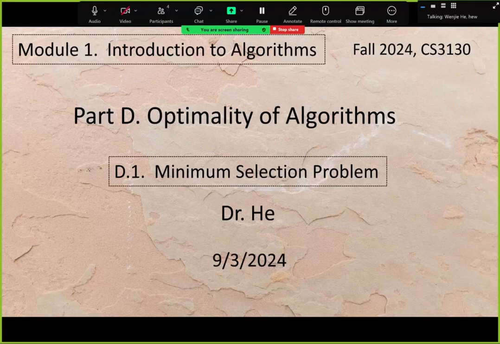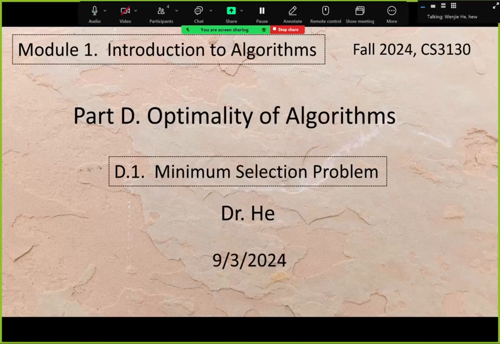So this is another important topic in algorithms, part D. Optimality of algorithms. After we get an algorithm, sometimes, not always, we want to look at whether our algorithm is optimal or not. So that is already the best you can get, right? If it's optimal, that means you cannot improve it.